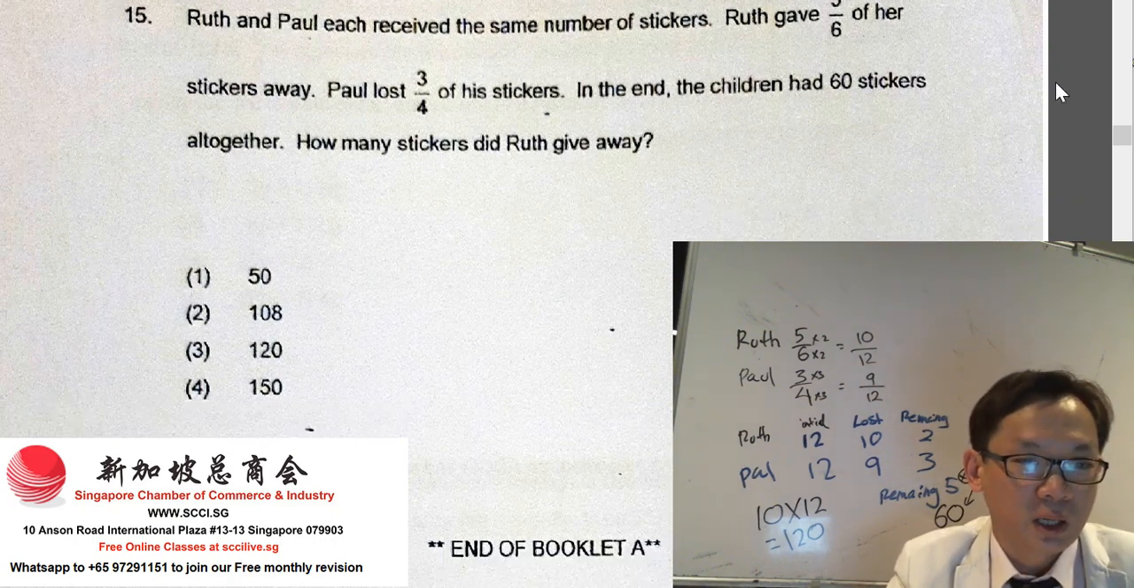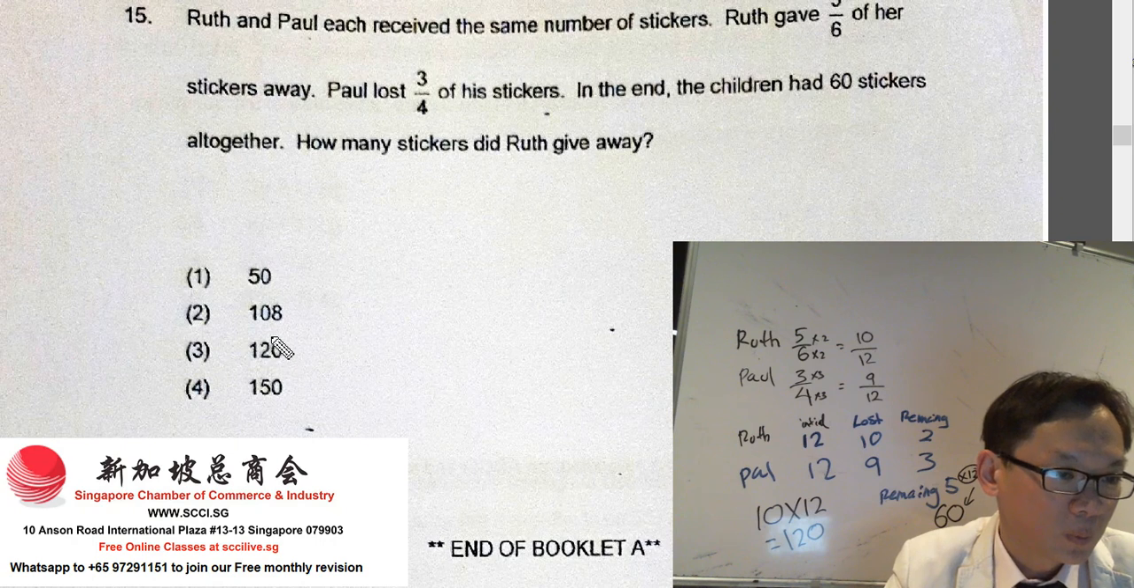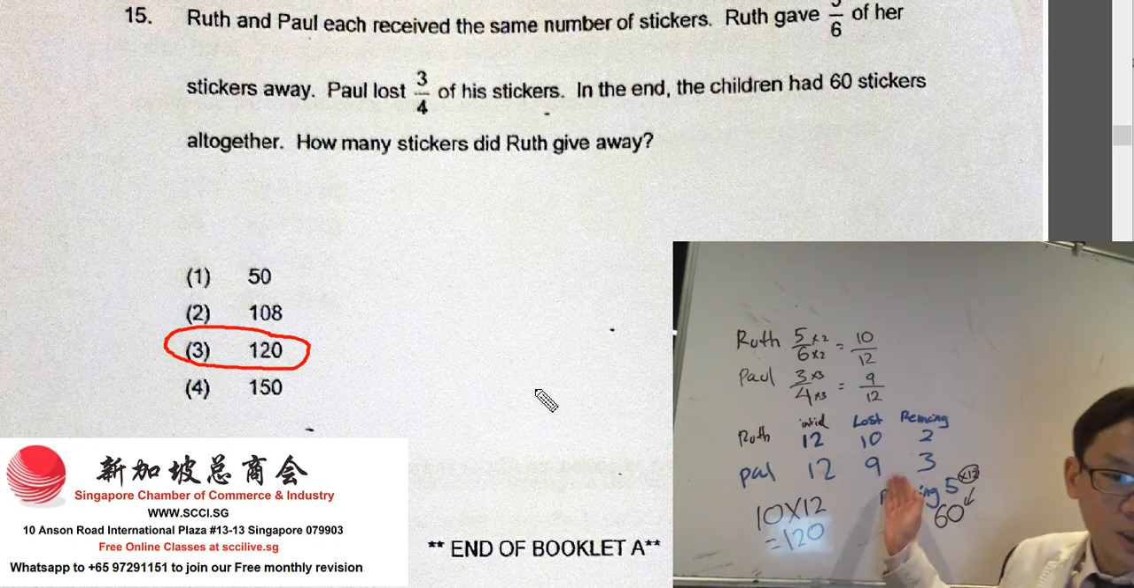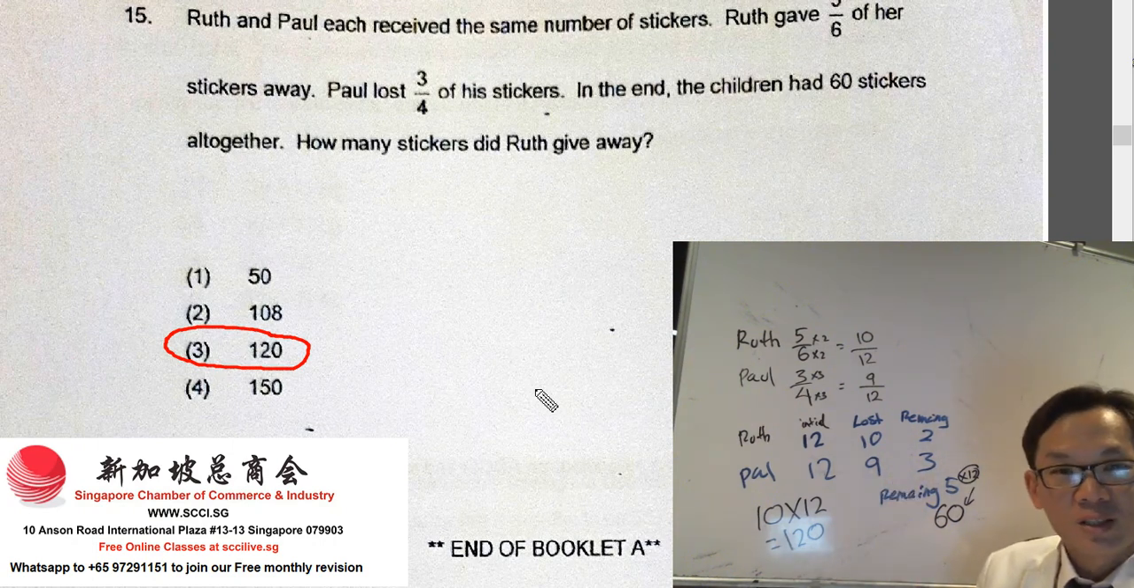So the answer to question 15 is answer 3. Let's look at it. Let me just write it down. So it's answer 3. Take a look at it. Slowly digest.